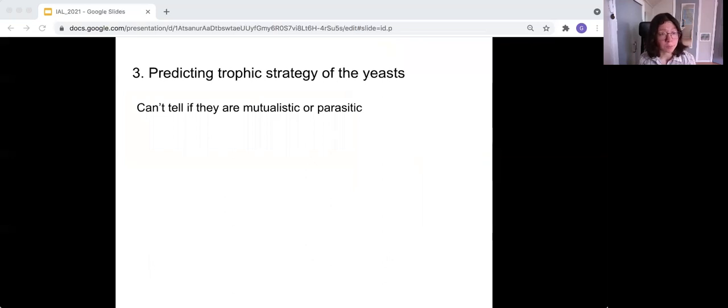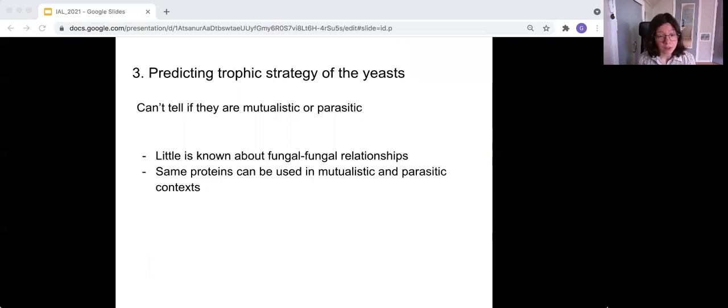We could not answer our burning question, are the yeasts mutualistic or parasitic? It turns out that genomic profiles are not really conclusive. First, we know a lot about plant fungal interactions, both mutualistic and parasitic, including the genomic perspective, but when it comes to any sort of fungal relationships, we know very little, and therefore we had very little reference point. And second, as we know from plant-associated fungi, similar genes can play a role in both mutualistic and parasitic relationship, which makes any sort of inference even harder.